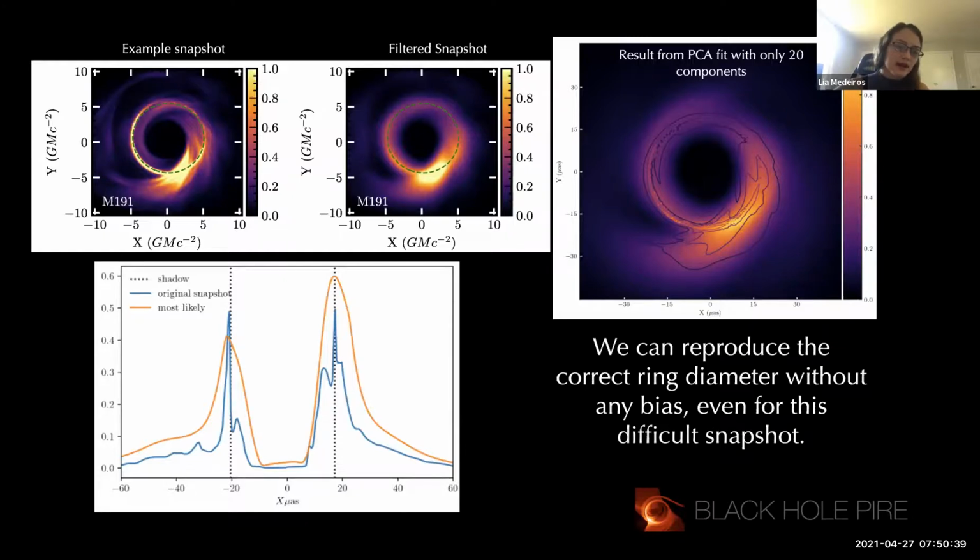So the dotted lines correspond to the analytically calculated boundaries of the black hole shadow. And the blue curve corresponds to a cross section of the original snapshot. And then the orange curve corresponds to the same cross section, but taken from the fit to the simulated data.